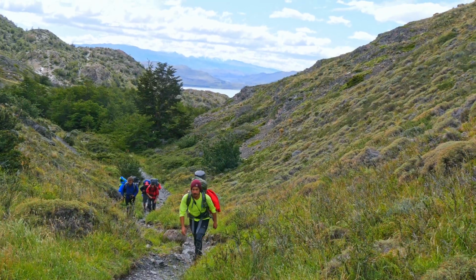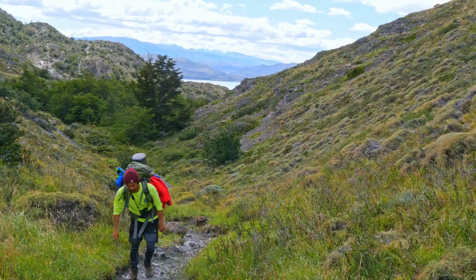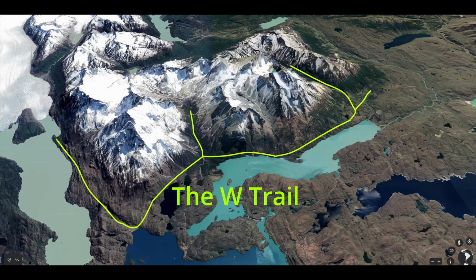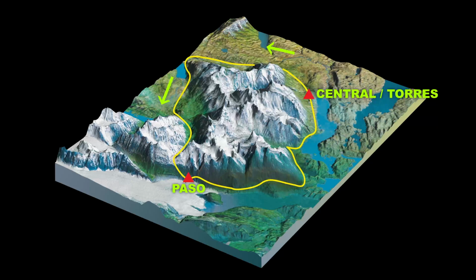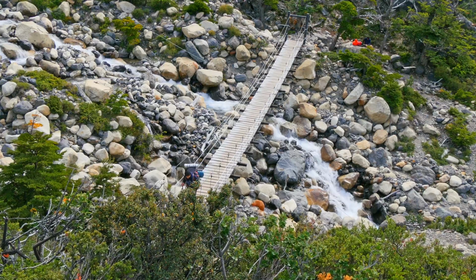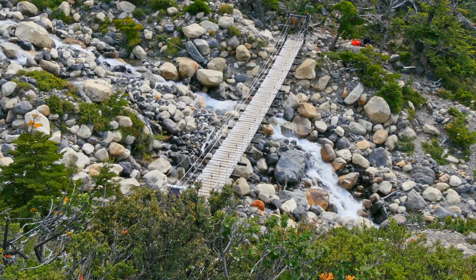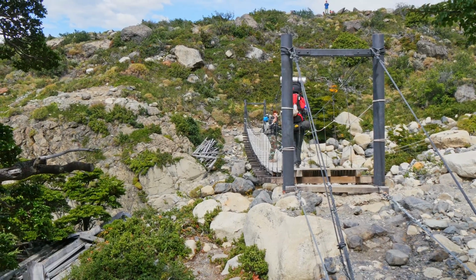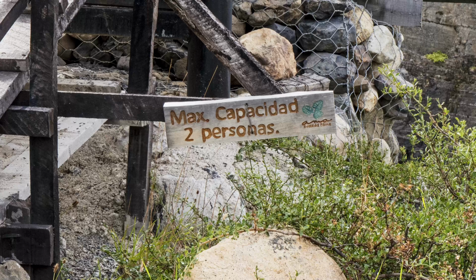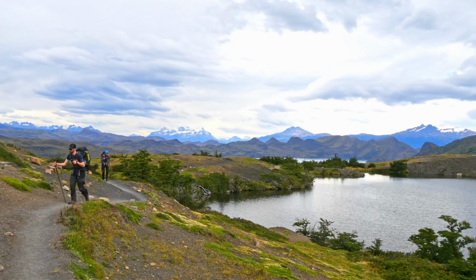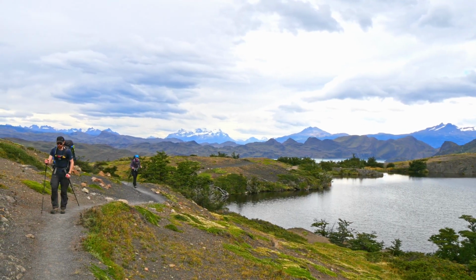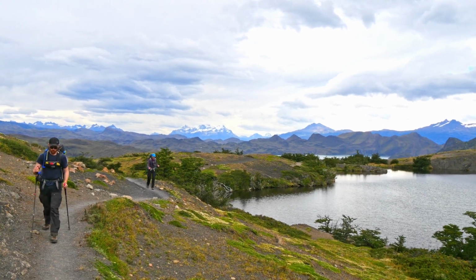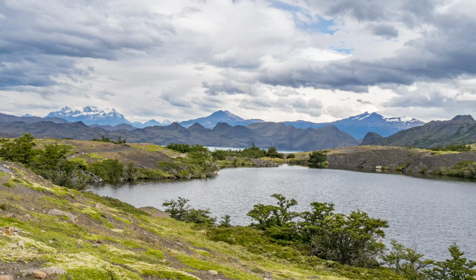You will meet a lot of east and westbound travelers on the W Trail, quite a different experience from the one-directional walk on the upper part of the less traveled O Trail. You will cross a number of suspension bridges where you have to pay attention to the maximum capacity before entering the bridge. As you get closer to Central, you get to some very picturesque small lakes.